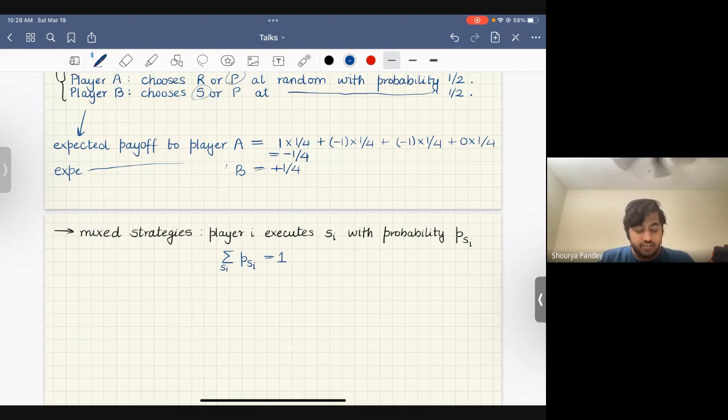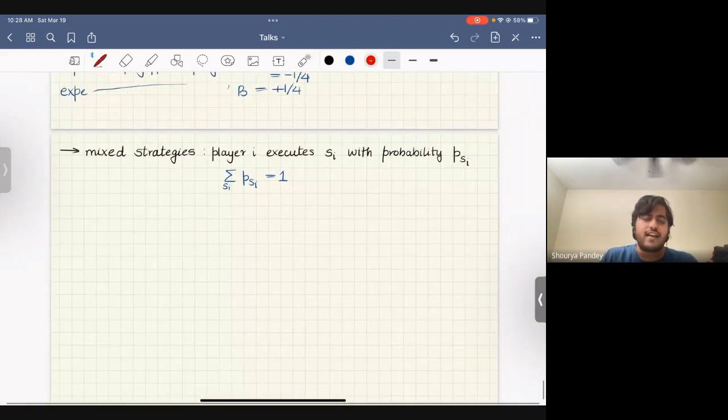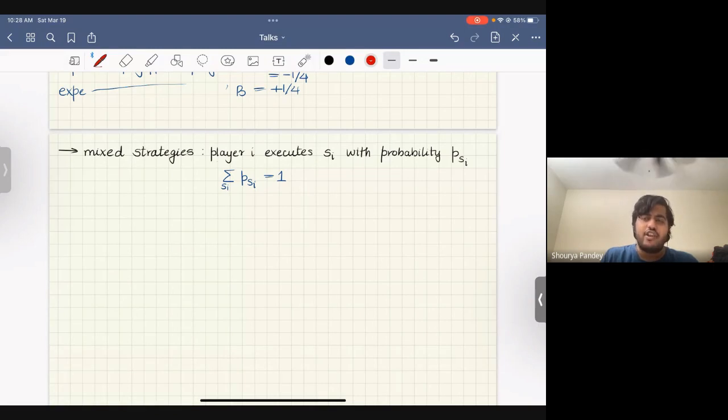So pure strategies are deterministic strategies. I should not have said exactly that they are the ones that can actually be done. It doesn't exactly correspond to the move, but pure basically means deterministic. There is no randomness involved. It's always the same. Mixed is a probability distribution over pure strategies.